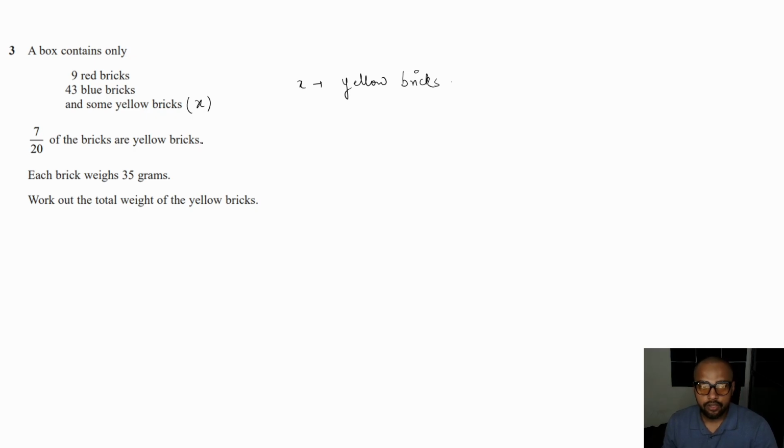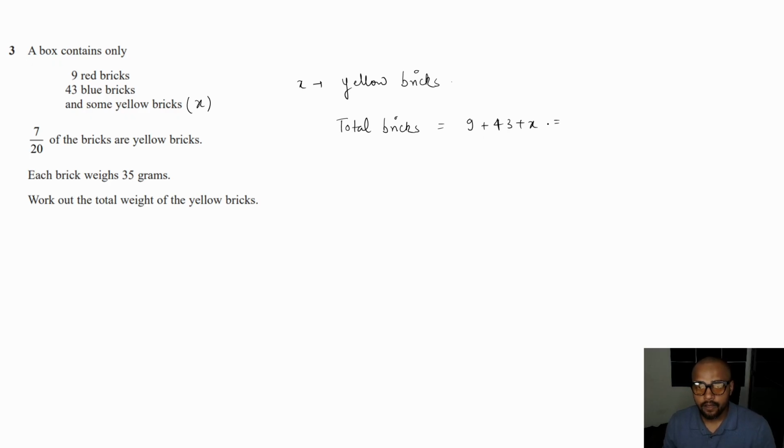So if I ask how many yellow bricks are present in the overall bricks, the total number of bricks will be equal to 9 plus 43 plus x.